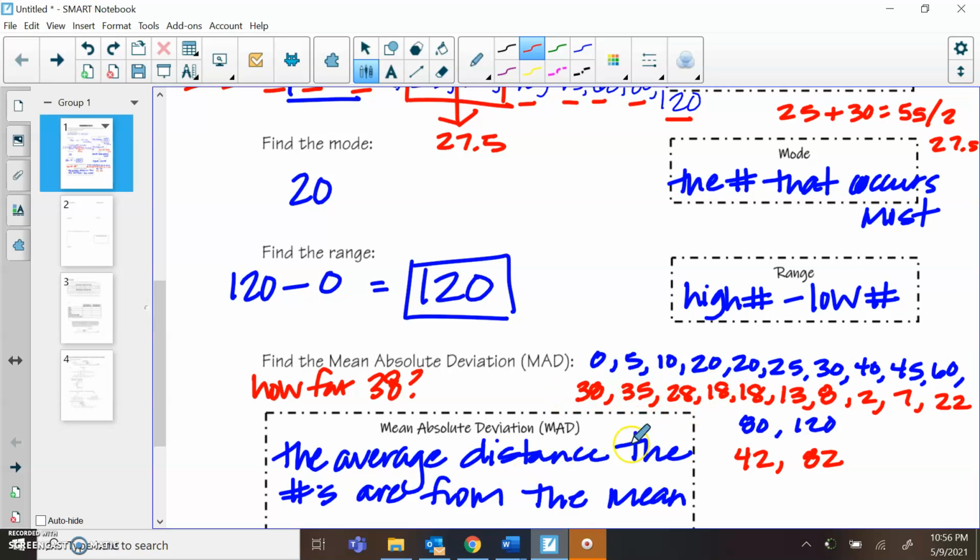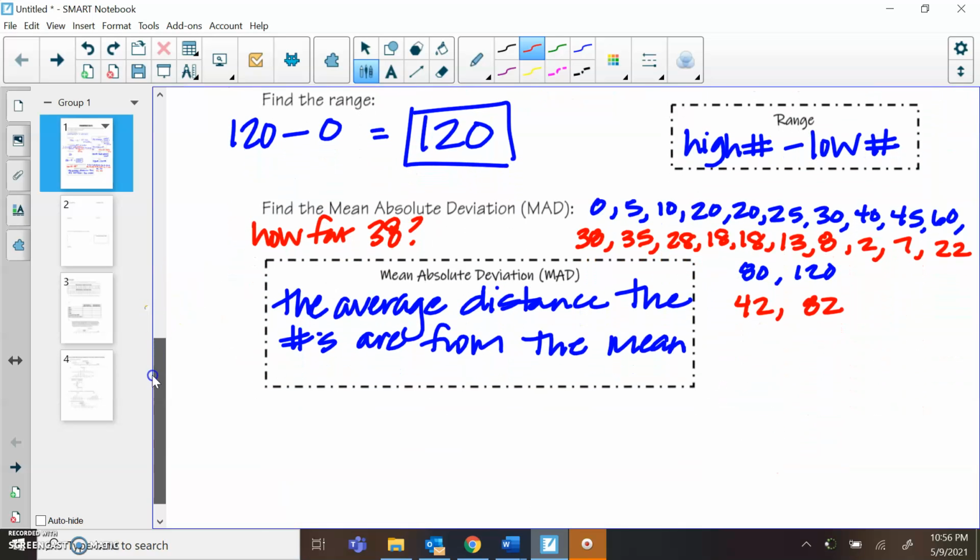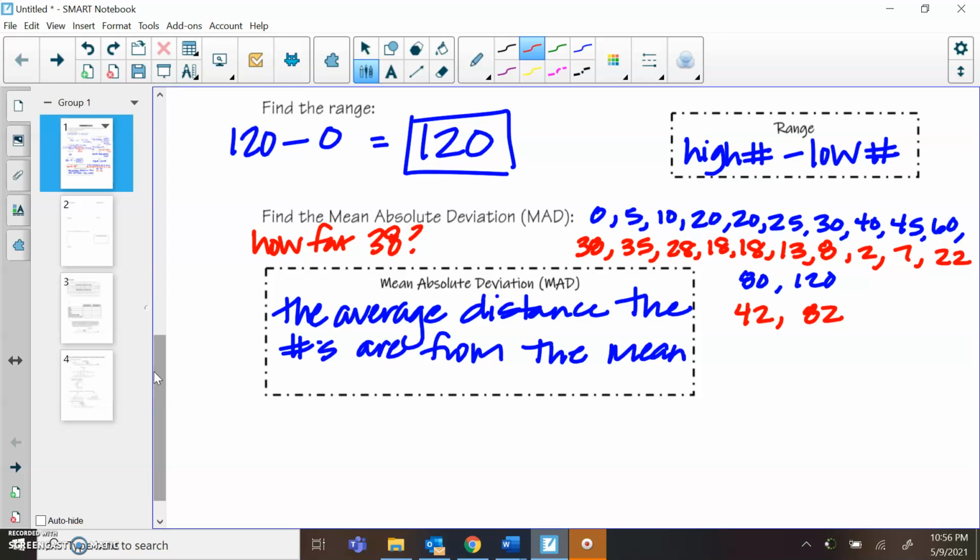And then I'm going to find the mean of those numbers in red. So I would add up 38, 35, 28, 18, 18, all those numbers. So go ahead and do that. Okay, when I add all these numbers, I got 311. And then because there's 12 numbers, I'm going to divide by 12. And 311 divided by 12 gives me 25.9. So each of those numbers is about 26 away from the mean. So mean absolute deviation is how far from the mean the set of numbers are. So you look at how far each one of those are from 38, and then you find the mean of that. You add all those up and divide by how many there are.